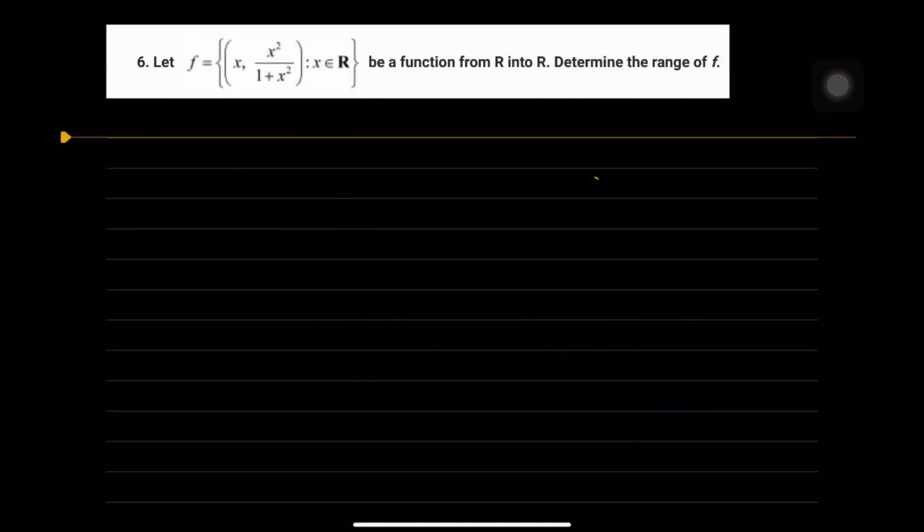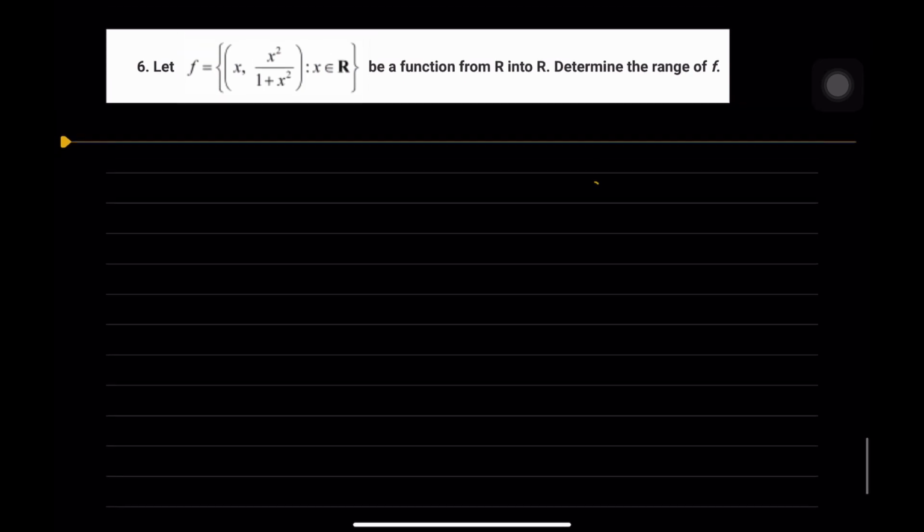Now going into the sixth problem. What is the sixth problem? Let f be equal to x comma x square by 1 plus x square, x belongs to R, be a function from R into R. Determine the range of f.